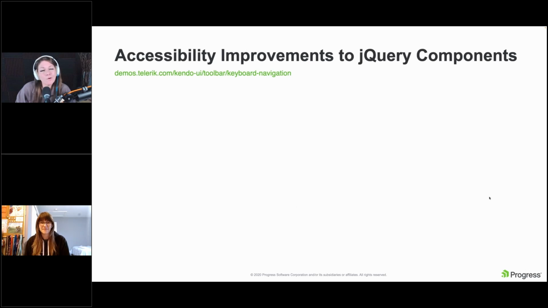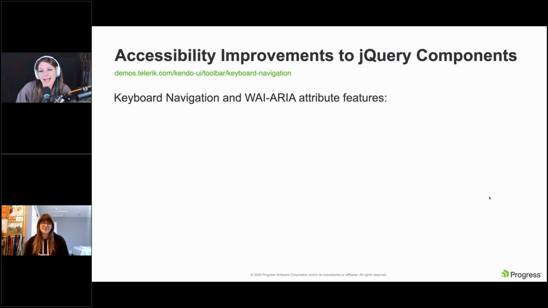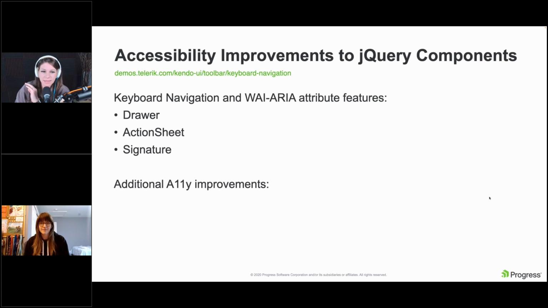Accessibility improvements, of course, across all our products, always. Keyboard navigation and WAI-ARIA attribute features were added to the drawer component, the action sheet, and the signature. So that was for those three specifically. If you go to the drawer, the action sheet, or the signature, you should be able to see a new bit in the documentation about keyboard navigation. And then additional accessibility improvements were given to the PDF viewer, the Gantt, the menu, and the tile layout.